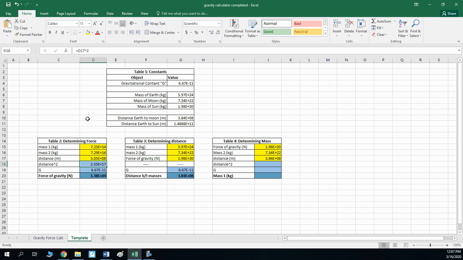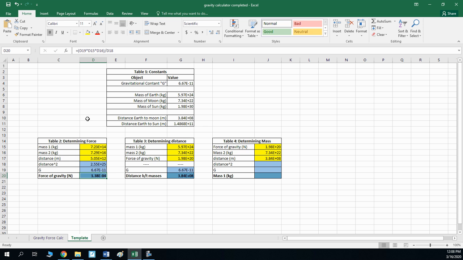And if you enter these correctly, you'll get this value, 1.38 times 10 to the 4th. So this is how many newtons are between these two masses at this distance. Now remember earlier we figured out that if you increase the distance, then force should go down. So let's make this distance bigger. We're going to see if this number gets smaller, right? So instead of 5.05 times 10 to the 8th, let's do 5.05 times 10 to the 12th. And let's see what happens to our force of gravity in D20. There you go. Look at that. Now it's a very small number. It's 1.38 times 10 to the negative 4th.